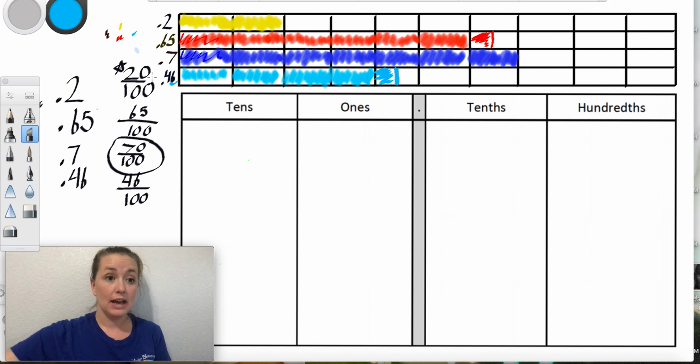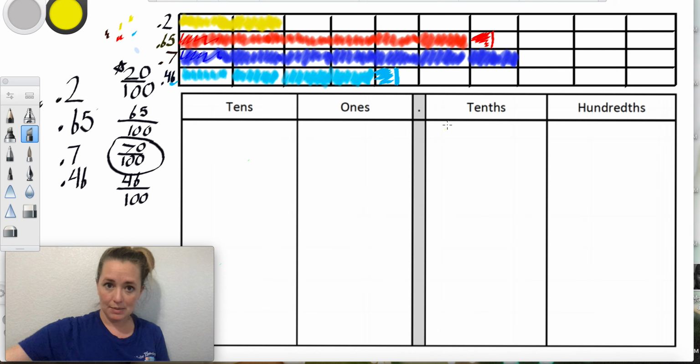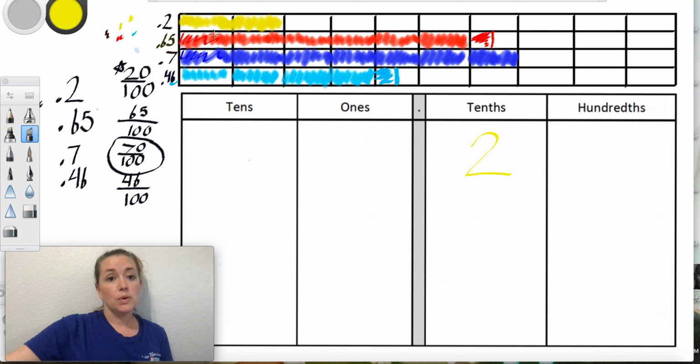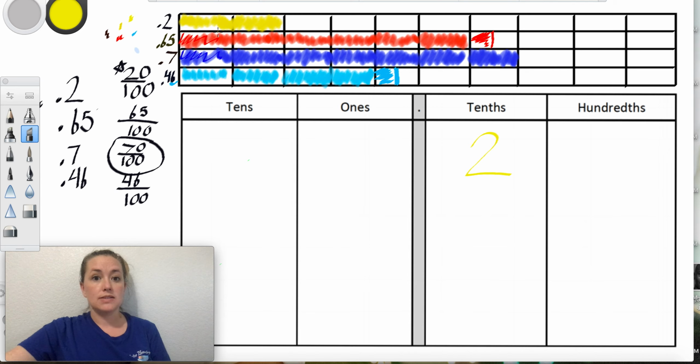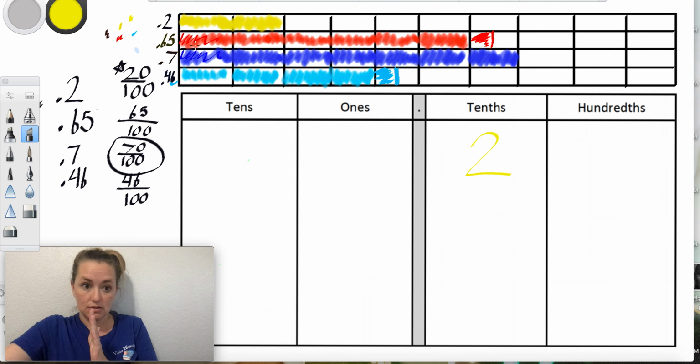Well, when I'm looking at it, I'm looking at this one right here. It's the one that's closest to 0 and farthest from 1. So let's see if I can get back to yellow. I'm going to come over here. How many tenths did I have? I had 2 tenths.